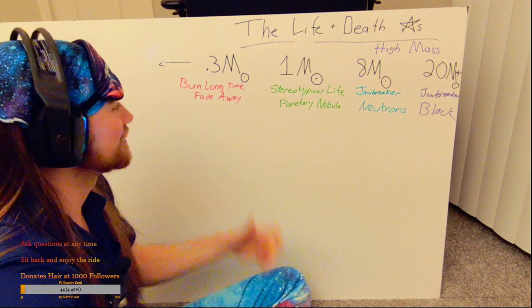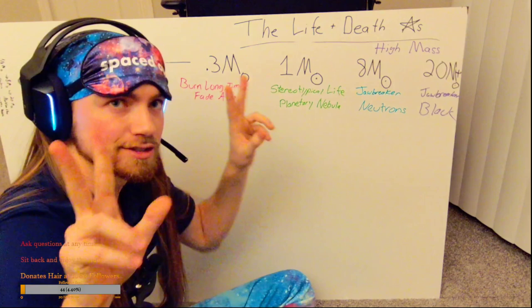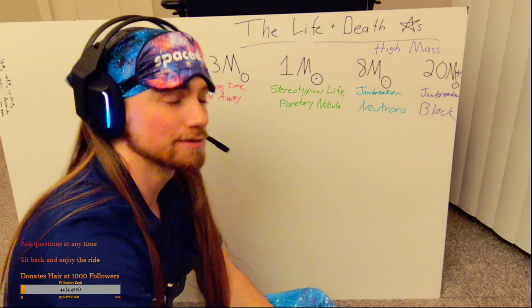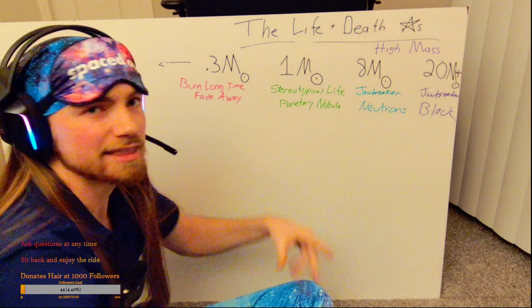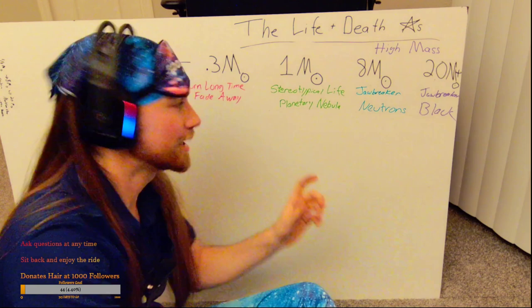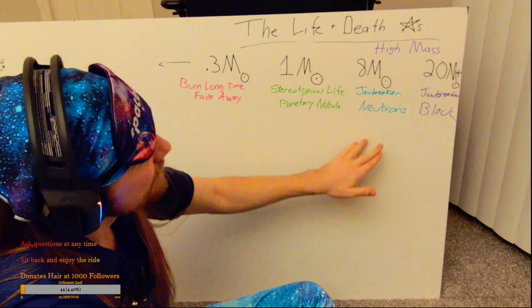Stars like our own sun will have our stereotypical life in which they'll fuse hydrogen into helium. They'll later on eventually be able to do helium into carbon, stop at carbon, and once they get there, they're going to then be able to burp off their layers, their outer layers, leaving behind a planetary nebula and a white dwarf.